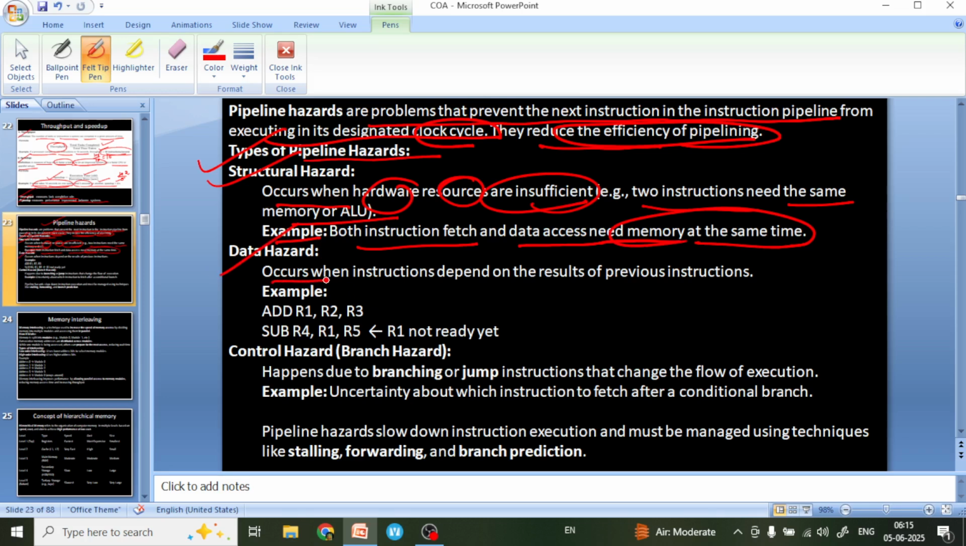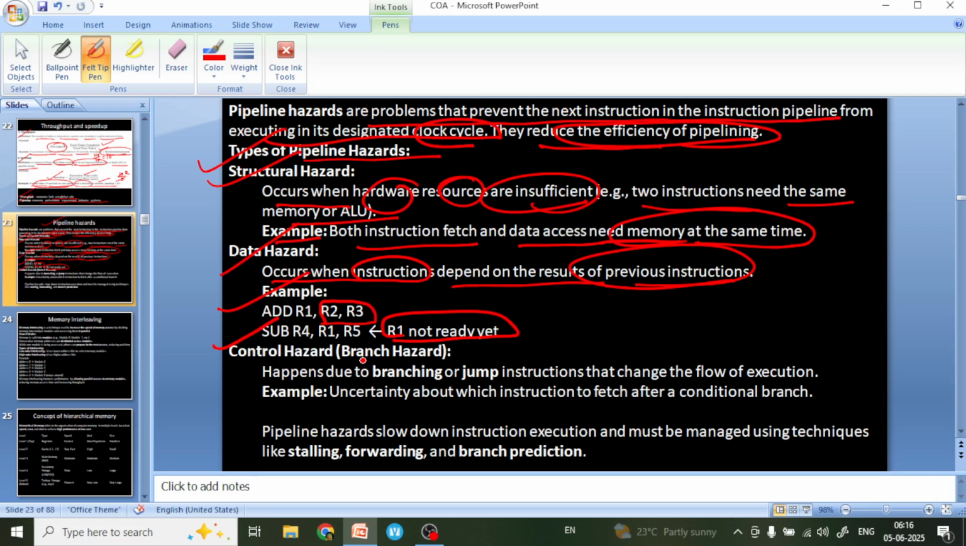Data hazard occurs when an instruction depends on the result of a previous instruction. For example, ADD R1, R2, R3. Here the values in R2 and R3 are added and stored in register R1. After that, SUB R4, R1, R5. Here R1 is not ready yet. This is a data hazard.